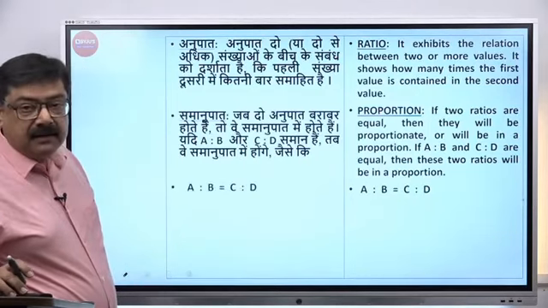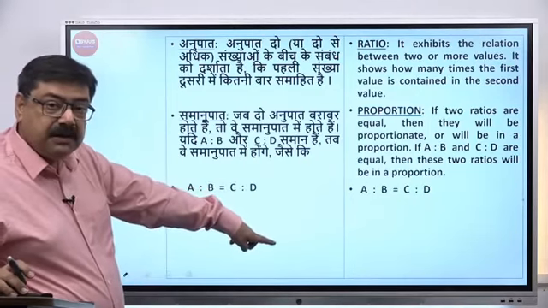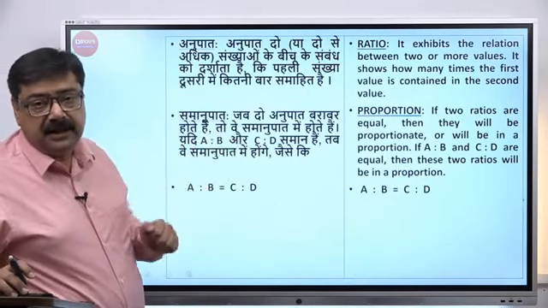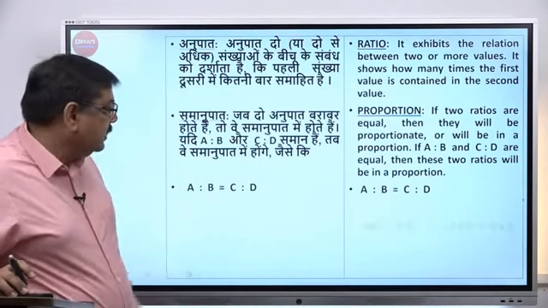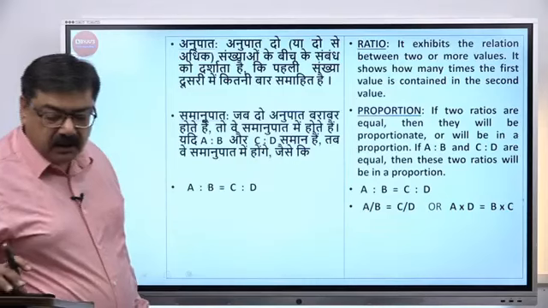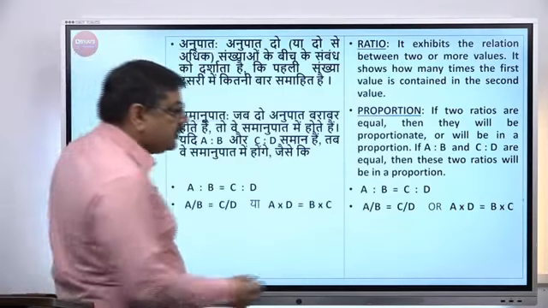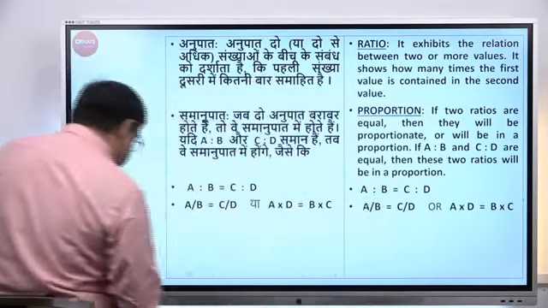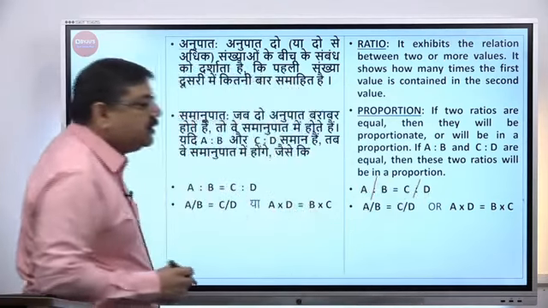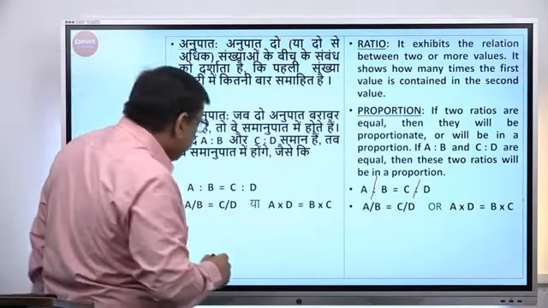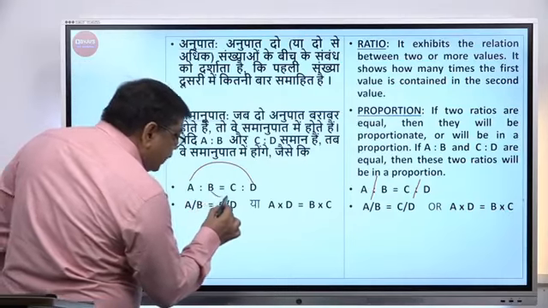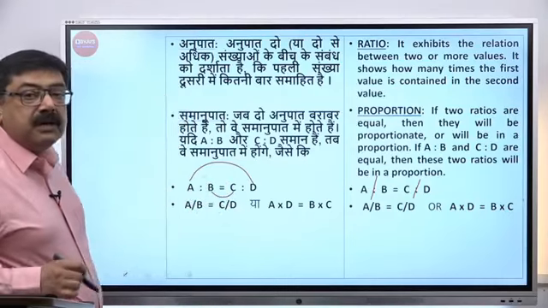जैसा कि आप यहां देख पा रहे हैं। सो A is to B is equal to C is to D. So now these are in proportion. They are proportionate to each other, these two ratios. All right. Now we can also write this as A by B is equal to C by D. So what you can do is you can simply divide this. A by B is equal to C by D. Also, what you can do is you can multiply the extremes and multiply the closer ones.